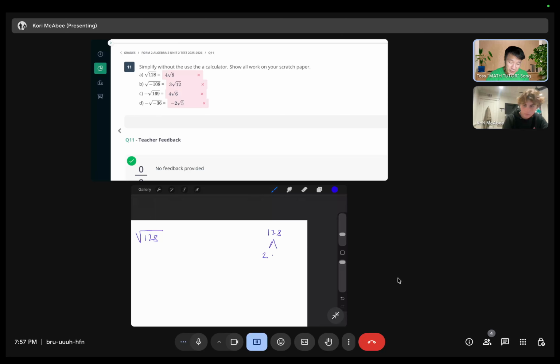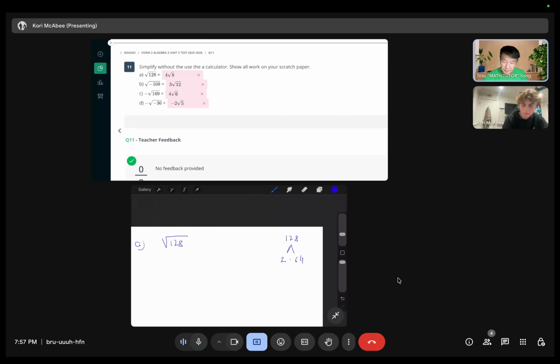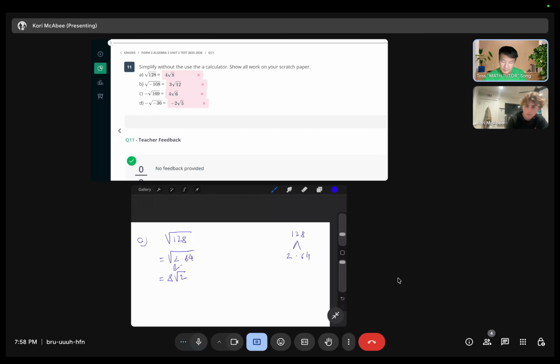So here's what I recommend you do. You want to stop right here. If you want to show the work for A, it will be like this: 2 times 64, or 64 times 2 is even better, but I'm pretending I'm a high schooler here. The root 2 cannot be pulled out, but the root 64 can be 8. So it becomes 8 root 2. That's the final answer. So there it is. The root 2, you keep it in there.